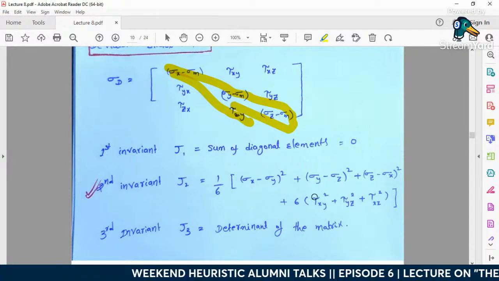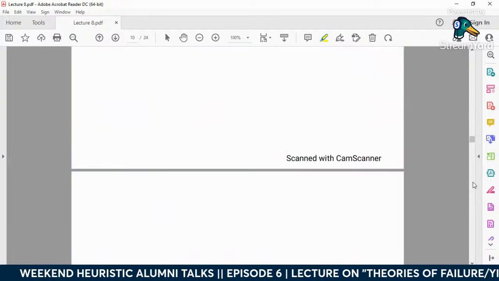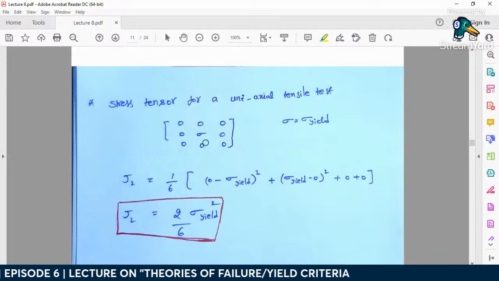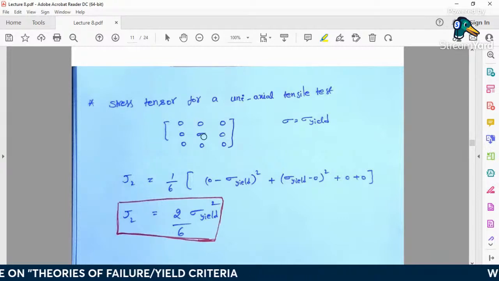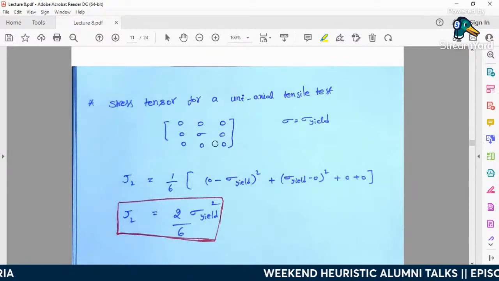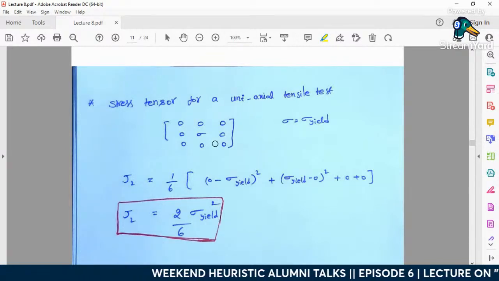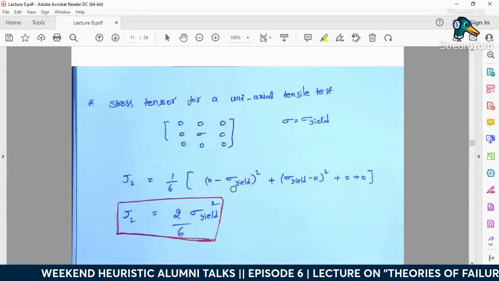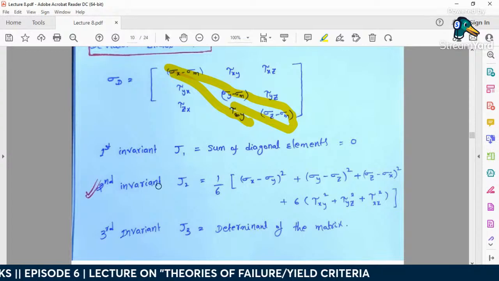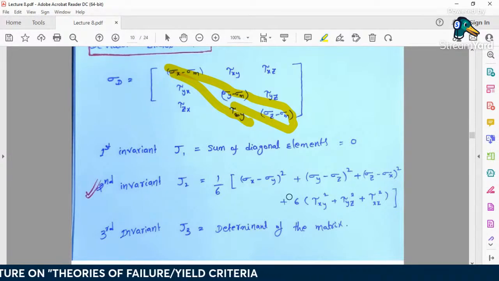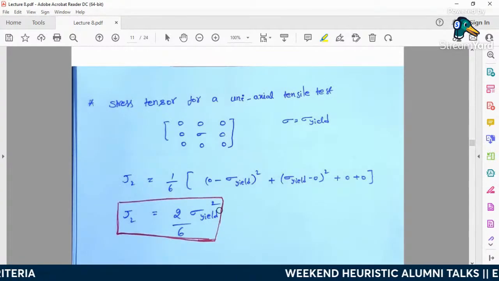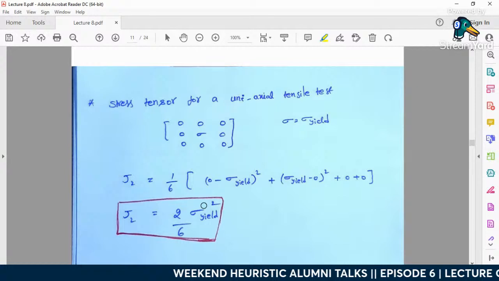Okay, so you keep this in one hand. What is the other thing? On the other side you have your laboratory situation, where you are performing a uniaxial tensile test, where you have only the y component. For this also you need to calculate the second invariant of the stress deviator. You already have the expression for the second invariant of a deviatoric stress tensor. Just substitute those values, and you will get 2 by 6 sigma yield square. So this is the second invariant of the deviatoric stress tensor.